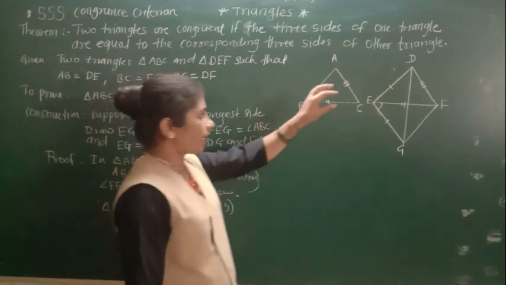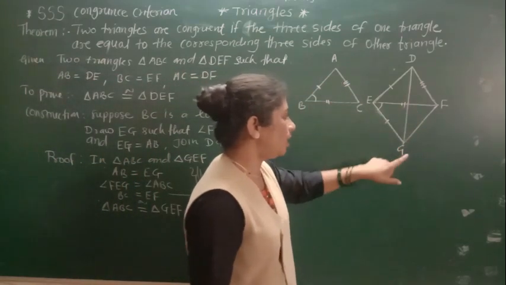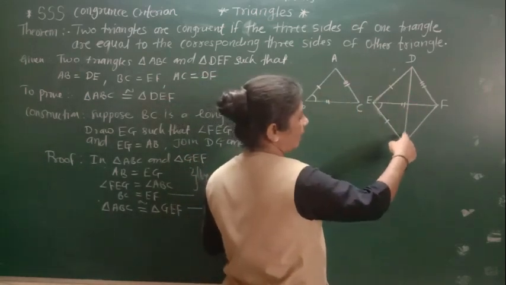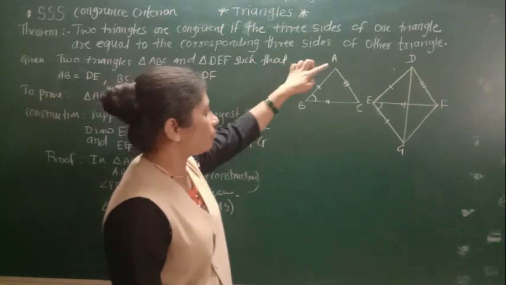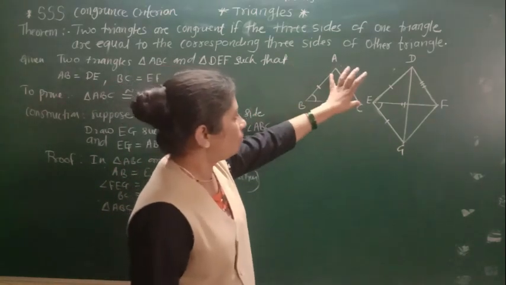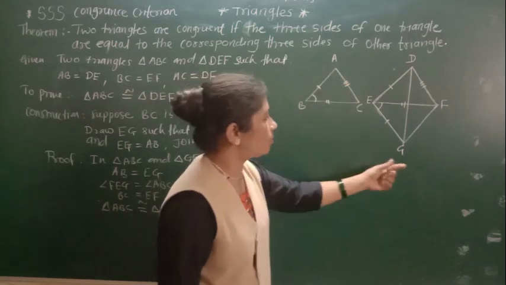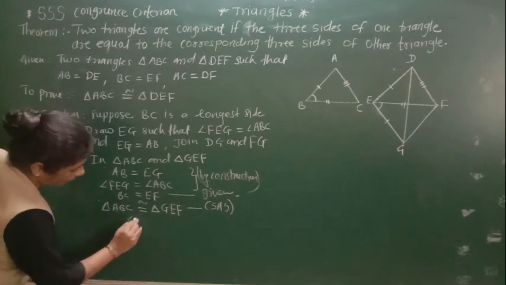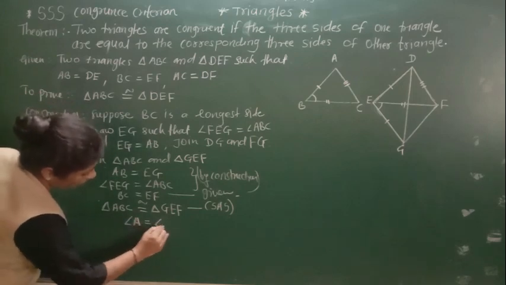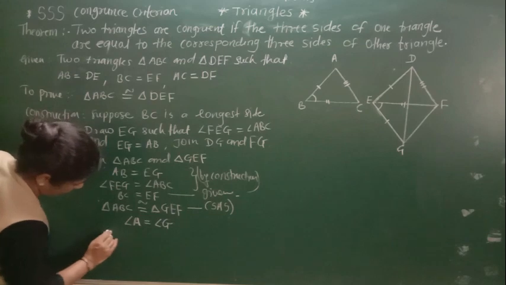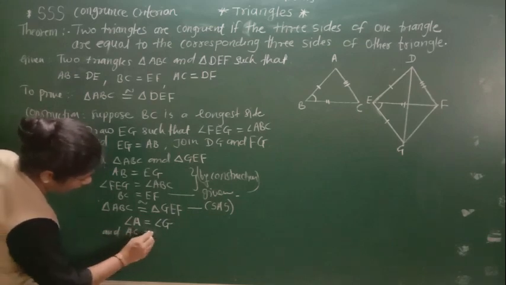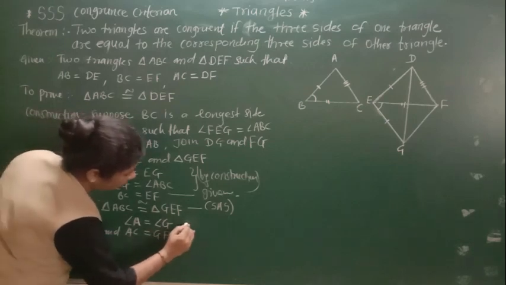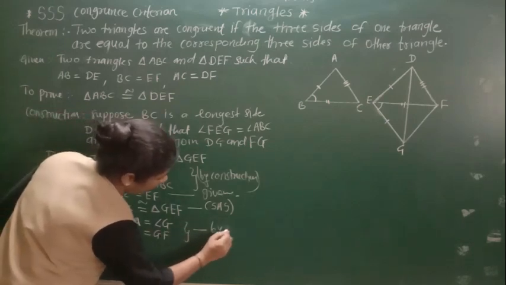If triangle ABC is congruent to triangle GEF, then what will be there? Angle A equals angle G will be there, and what about the other part? AC equals GF will be there. So here angle A equals angle G and AC equals GF. The reason is by CPCT.